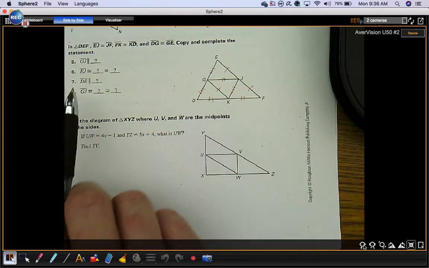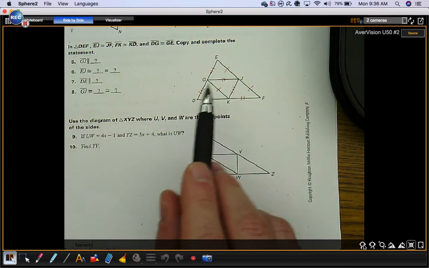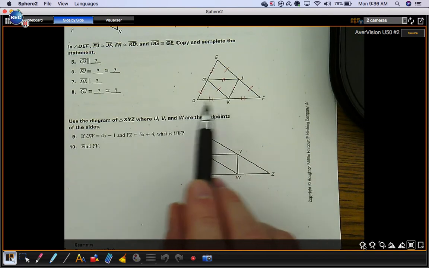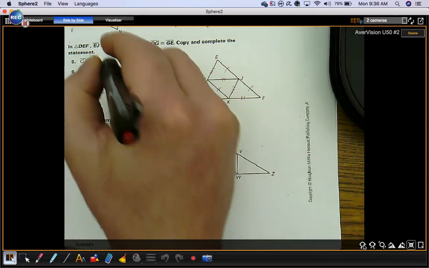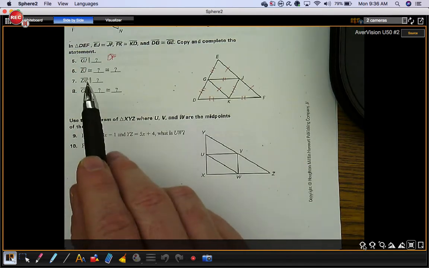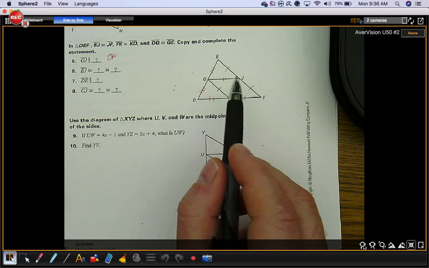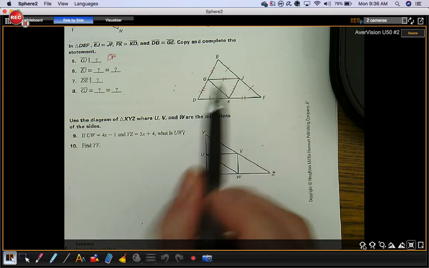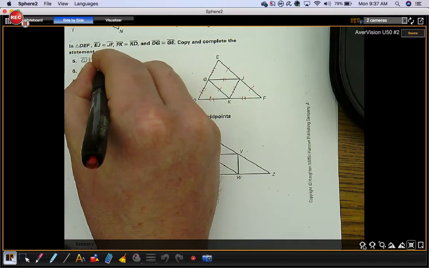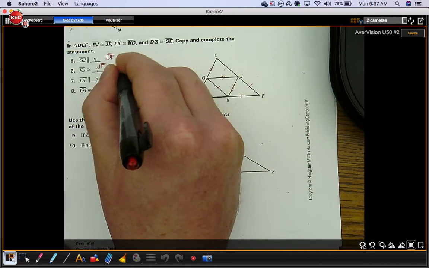Okay? So, what is segment GJ parallel to? Well, it's parallel to this segment down here. That's what the midsegment theorem tells you. It's parallel to segment DF. Segment EJ, that's this one. What's it congruent to? It's congruent to segment JF, and it's congruent to segment GK.